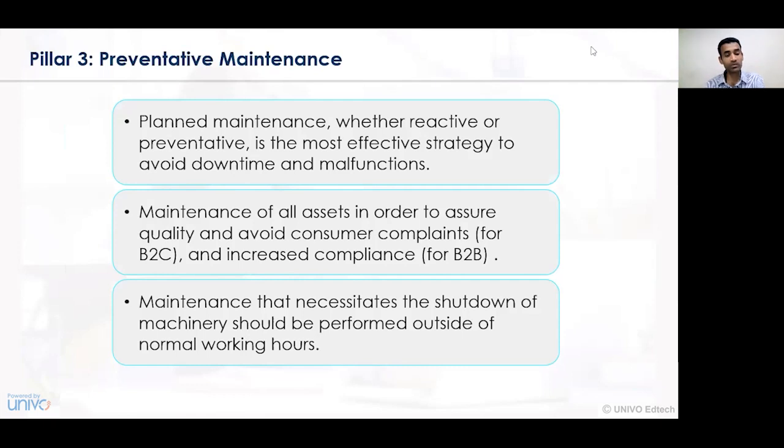So the concept of preventive maintenance as a part of the pillars of TPM can be applied either for the scenario of B2C or for B2B. So it can be applied at the consumer level as well as at the business level. That is for the various compliances that need to be undertaken from company to company, organization to organization, and so on. The maintenance that necessitates the shutdown of the machinery should be performed outside of the normal working hours, and those particular activities must be performed within a specific time period.